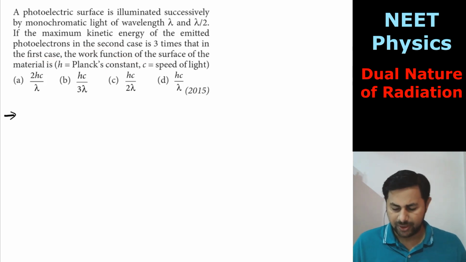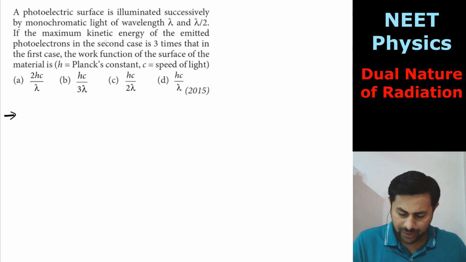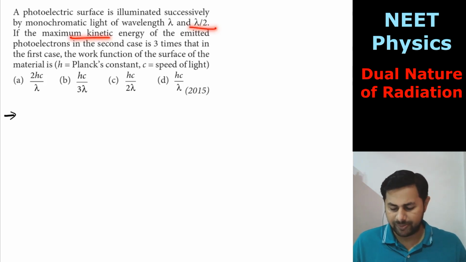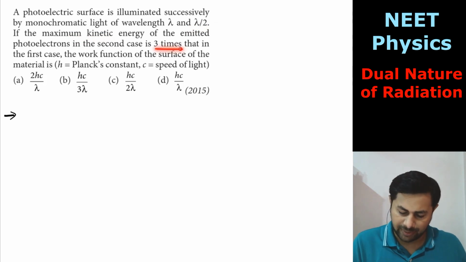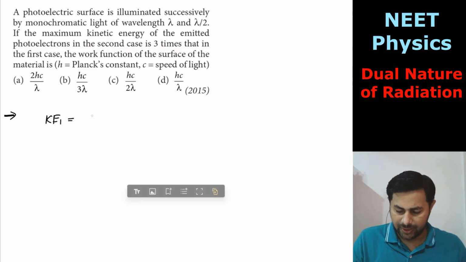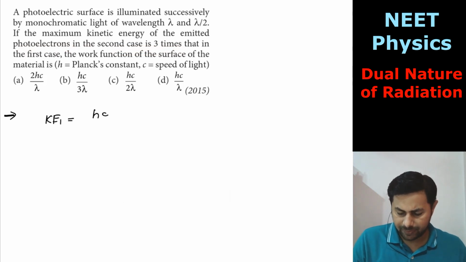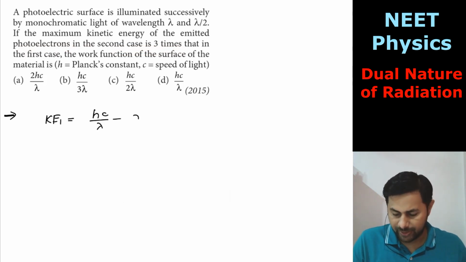So again, this is simple. This is simpler than the last one, right? So first you use wavelength lambda, and then lambda by 2. So the maximum kinetic energy in the second case is 3 times that of the first case. So you can say KE1 is equal to what? hc by lambda minus work function phi naught. In the second case, KE2 is hc by lambda by 2 minus phi naught, right?